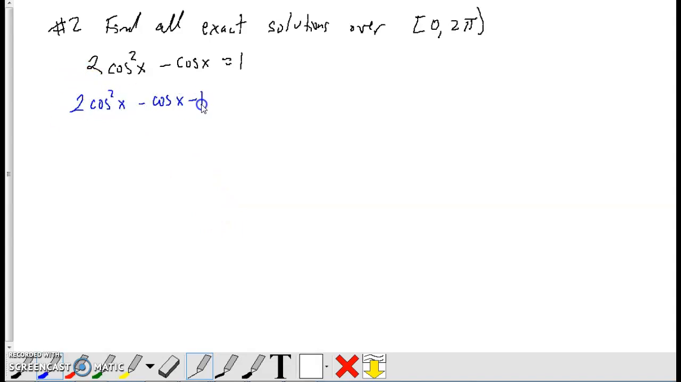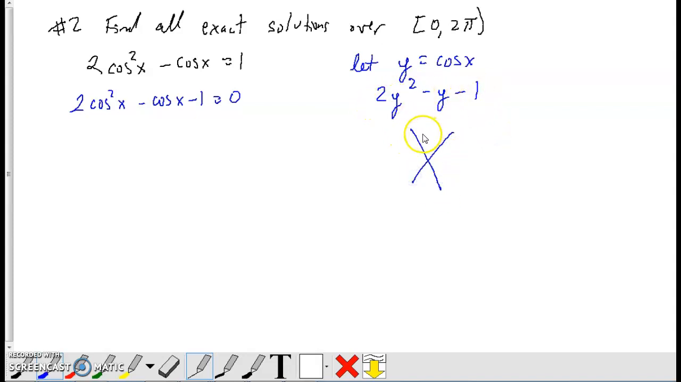So I'm going to go ahead and move that 1 over to the other side. And again, if you want to, you can make a little let statement: y is equal to the cosine of x. So this would be 2y squared minus y minus 1, if you wanted to do it this way. Again, we're just focusing on 2 and -1. Are there two numbers that will multiply to -2 and add to -1? There are. It's -2 and +1.